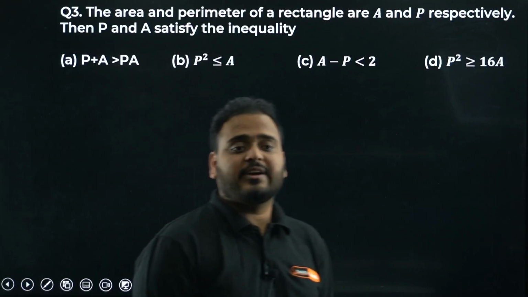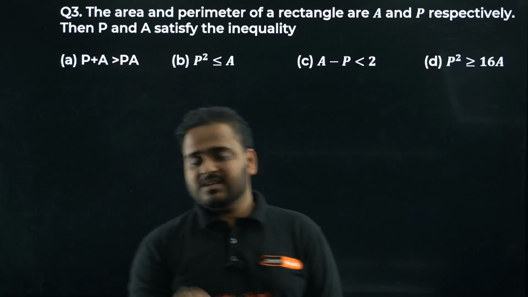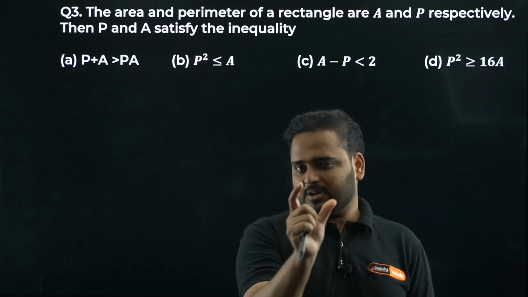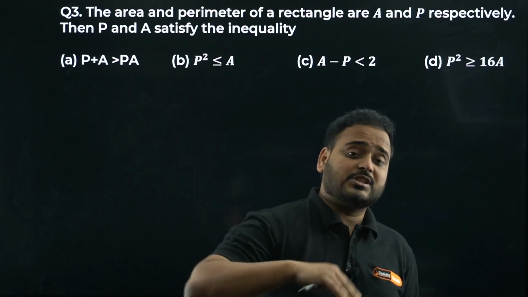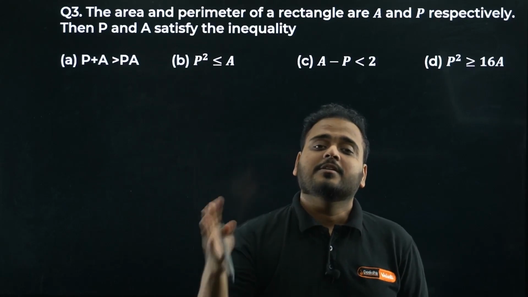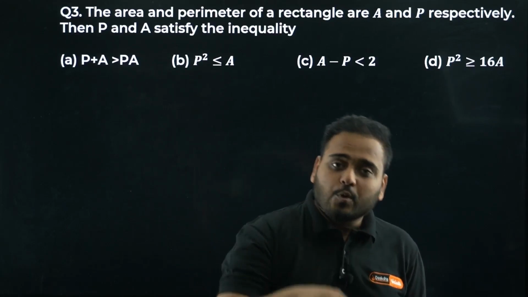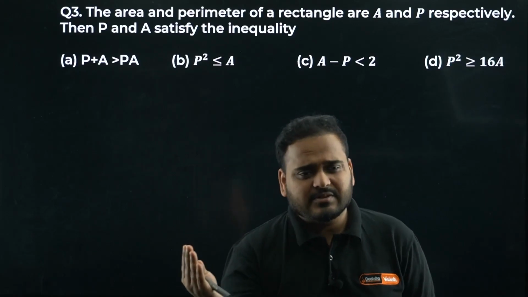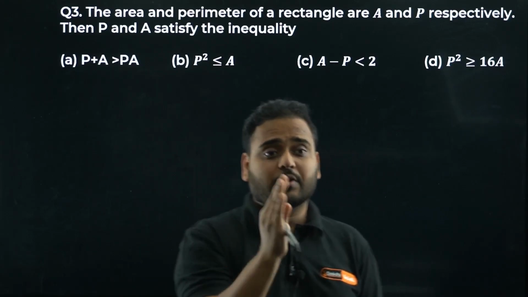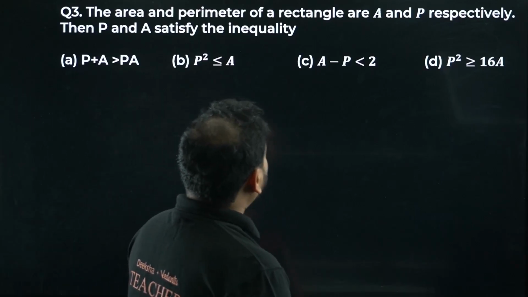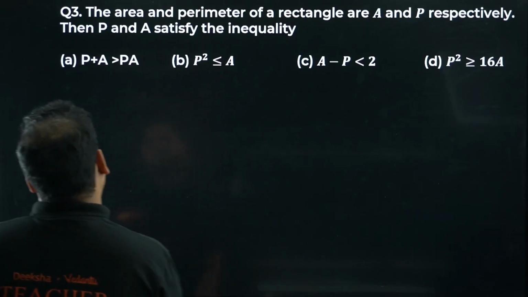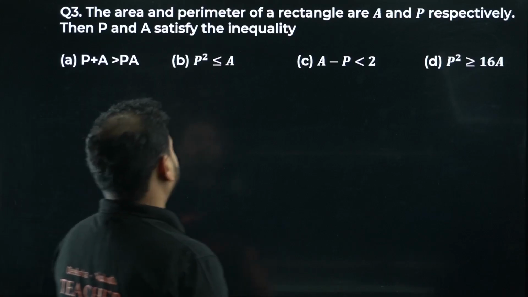Okay, this is the last question I've taken for your sequences and series. We'll complete this session, a quick session for sequences and series. We'll take more questions in the coming sessions, in the various series coming on our platform. But right now, this is your question. Please check. The area and perimeter of a rectangle are A and P.